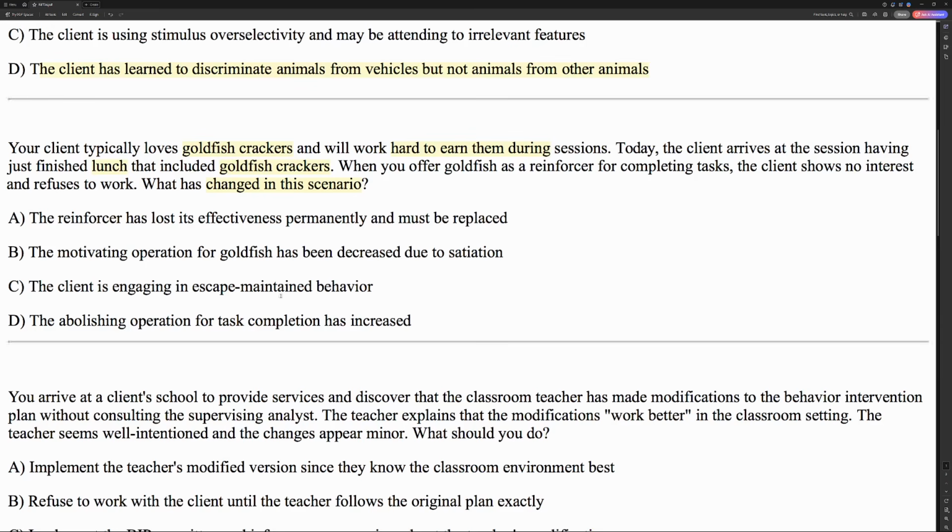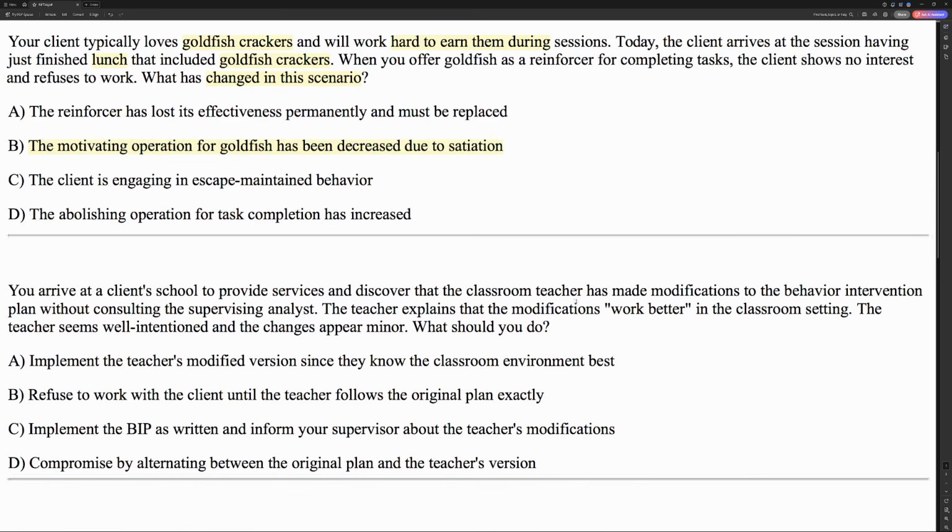C, the client is engaging in escape-maintained behavior. Doesn't necessarily indicate that. Maybe, right, they're not working, but it's much more likely given the information, they just don't want to work for the goldfish. D, the abolishing operation for task completion has increased. Again, not necessarily. The issue, given the information, and you always want to use the information given in the question, is with the goldfish crackers. That's our focus here. That's what the information is guiding you towards. There's an issue with the goldfish crackers. They've already had them, and now they're satiated. So what's changed? Well, B, the motivating operation for goldfish has been decreased due to satiation.